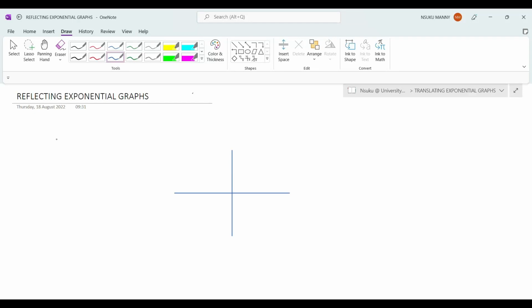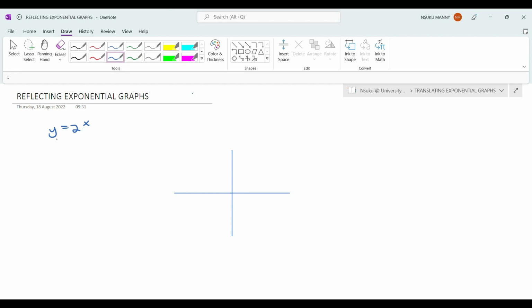So in this video, we're going to be looking at reflecting or translating exponential graphs. So what do we mean by that? Let's just try to show an example. We have y equals 2 to the power of x. That's our example, so we're going to plot that graph.